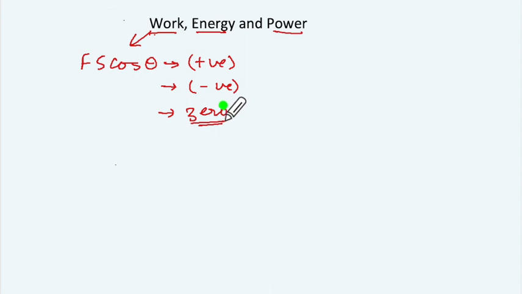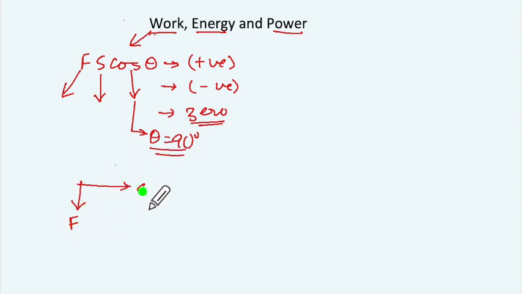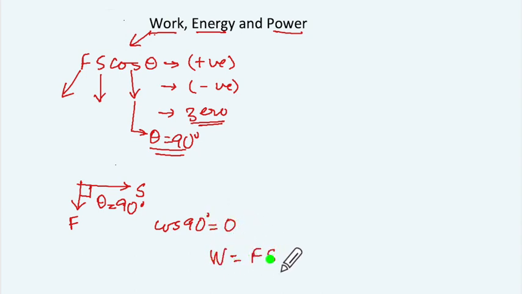Alright, so when it is zero, remember either force is zero or the displacement is zero or cos theta is equal to 0, which means your theta is going to be 90 degrees. Which means if the force is like this and the displacement is at right angles, the theta will be 90 degrees, and remember the cos of 90 degrees is equal to 0. So your work, which is Fs cos theta, is Fs into cos 90, which is 0, and that will be 0 joules.